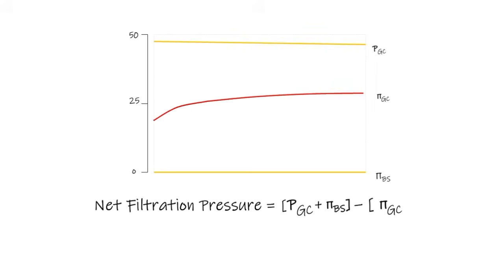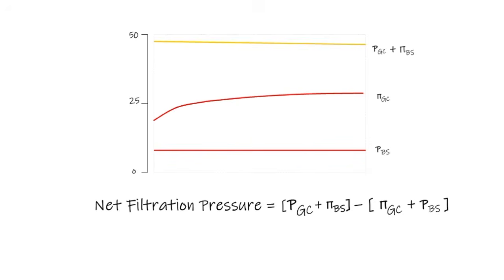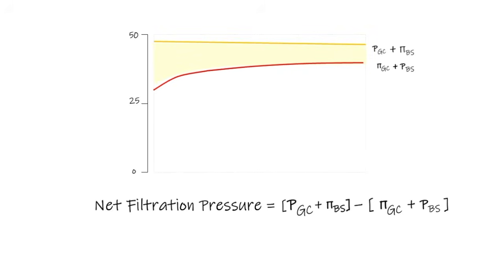Glomerular capillary oncotic pressure opposes filtration and increases as we move along the capillary because fluid is being filtered while the protein remains behind. Bowman space hydrostatic pressure also opposes filtration. When we combine these forces, the net filtration pressure remains positive along the entire glomerular capillary.